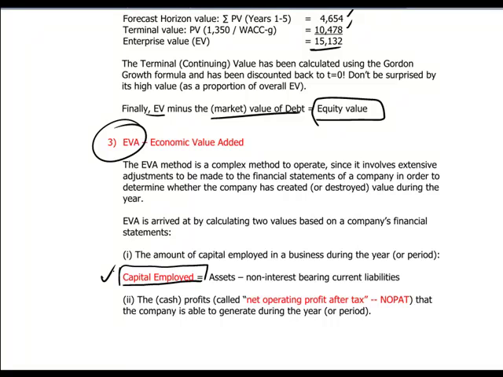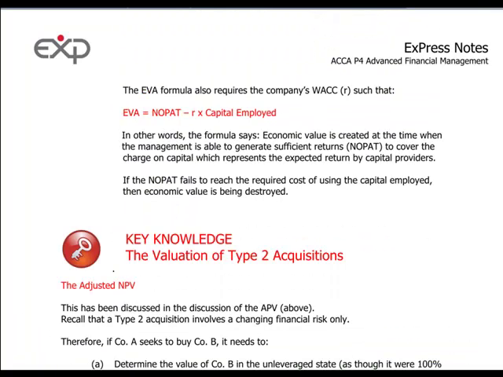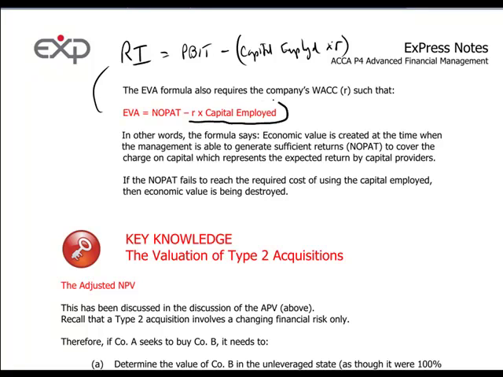What EVA basically does, if we look at the EVA formula, and the attentive, the alert candidate will see the similarity here with the residual income, which is profit before interest and taxes, minus the capital employed times R. In other words, trying to determine what the opportunity cost of capital is, and to turn that into a monetary charge, and to charge it against the so-called net operating profit after tax, tells us whether EVA is being created. That is, if this is positive.